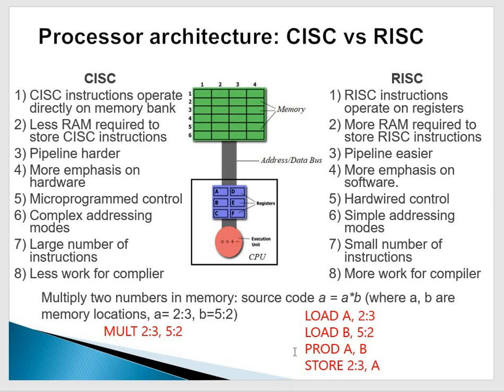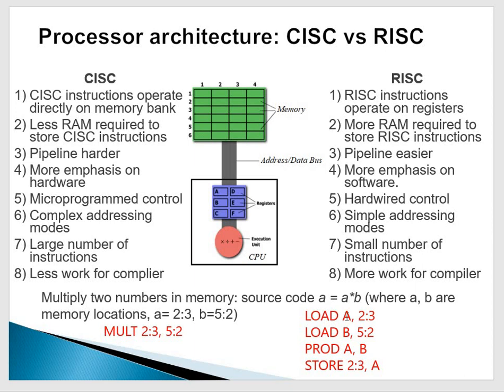So before we perform the multiplication or product, we will have to load the data of the memory to some registers of the CPU. So what will we do? First of all, we will load the data of the 2 3 memory location to any register. Say A is a register, and load is an instruction which is used to load the data from the external memory to the internal register.